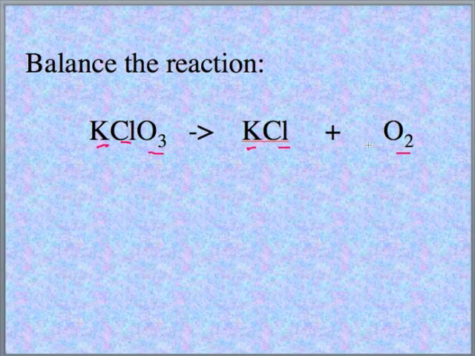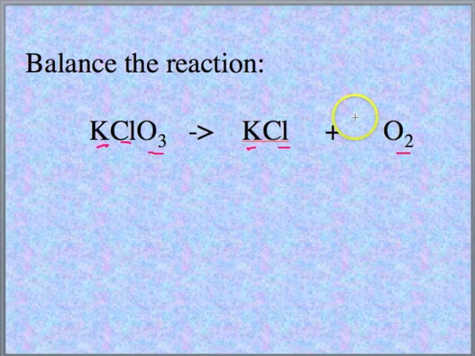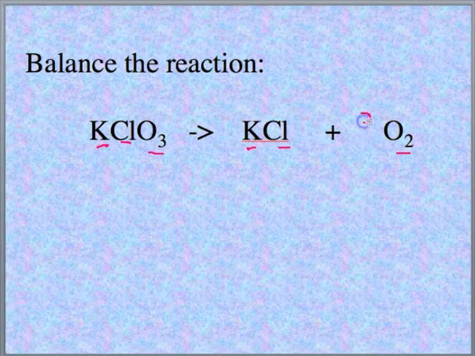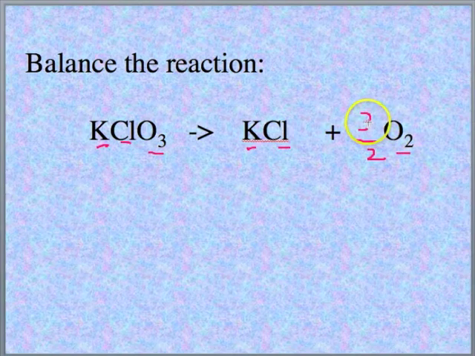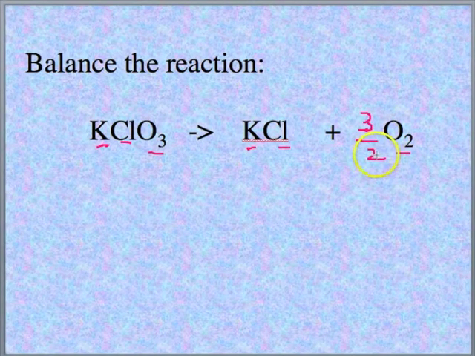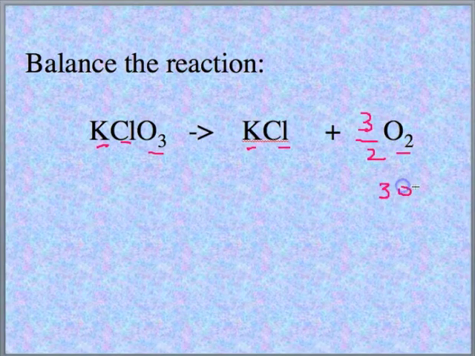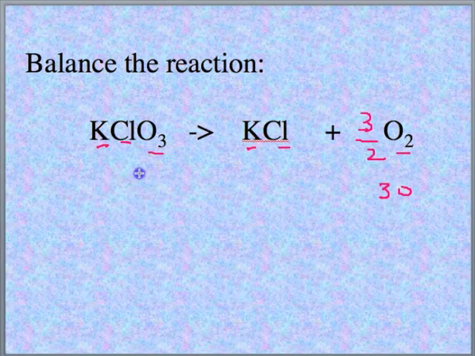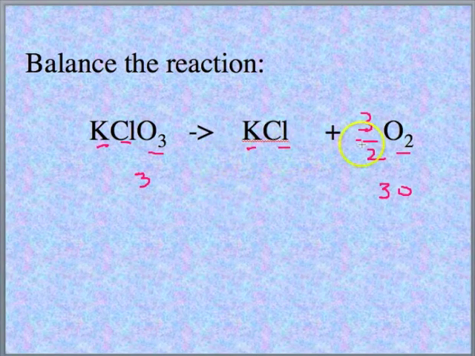To balance an equation like this, it is perfectly okay to temporarily use an improper fraction. If I multiplied the oxygen by 3 halves, just as a temporary fix to get us to the balanced equation, I would have now a balanced number of oxygen on both sides. 3 halves times 2 is 3 oxygen, and that's balanced with 3 oxygen on the reagent side. But I can't leave it like this.